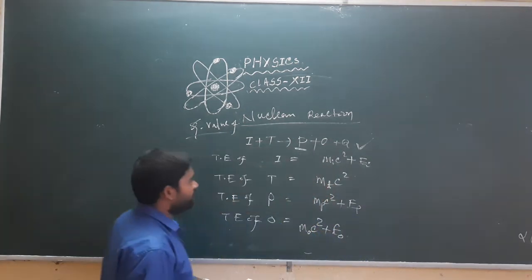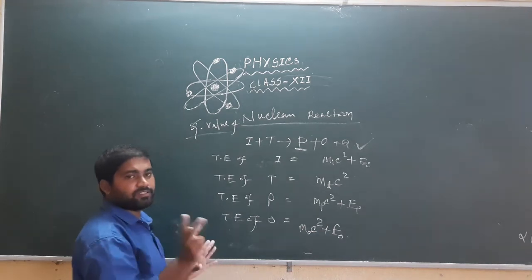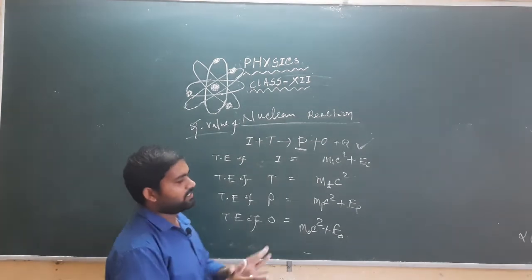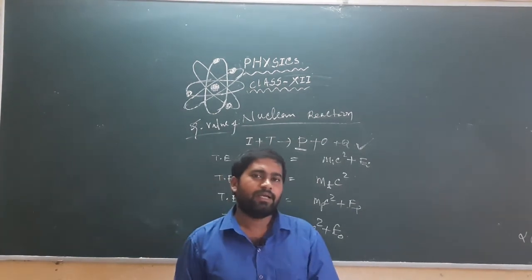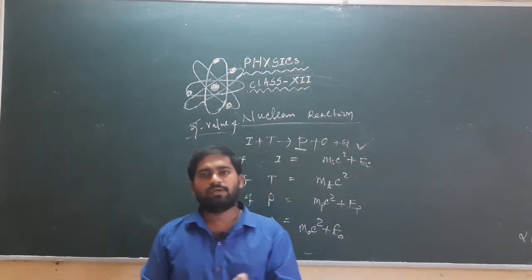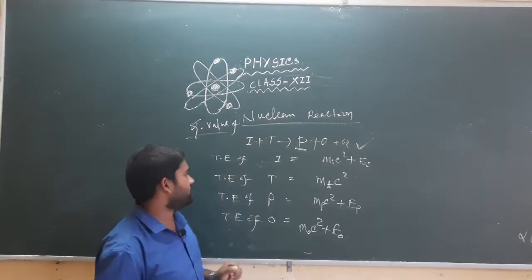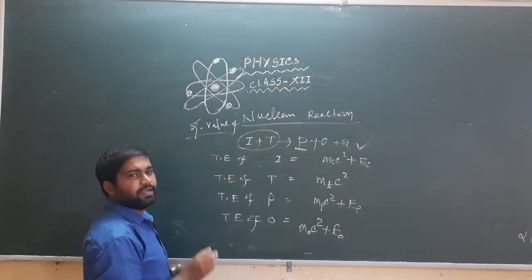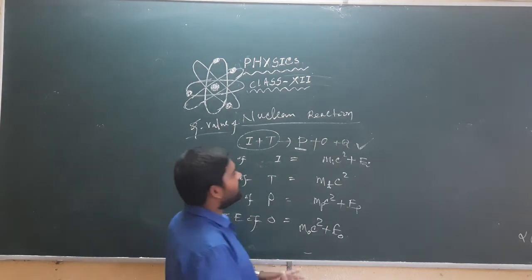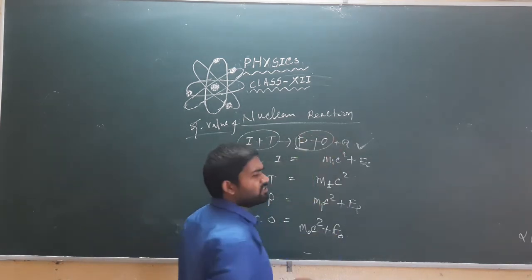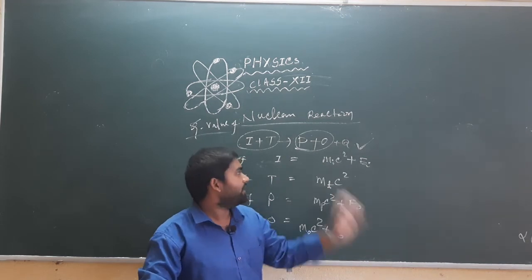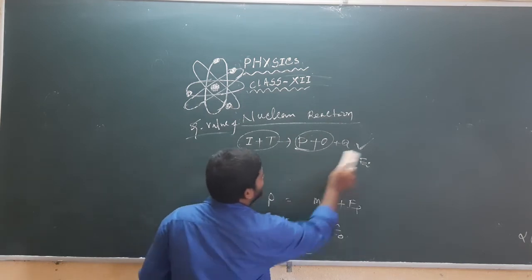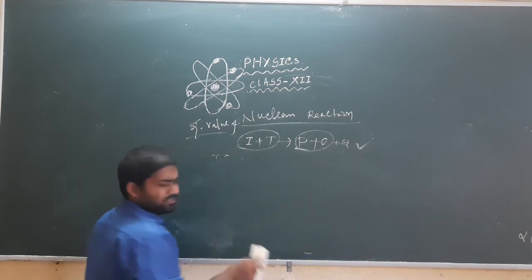Okay, so if we apply the conservation of energy here, it says energy before reaction is equal to energy after reaction. Energy before reaction means we have to measure the energy of the incident particle and the energy of the target nucleus. Energy after reaction means the energy of the product particle plus the energy of the outgoing element. So what is the difference of energy if we use the conservation law?